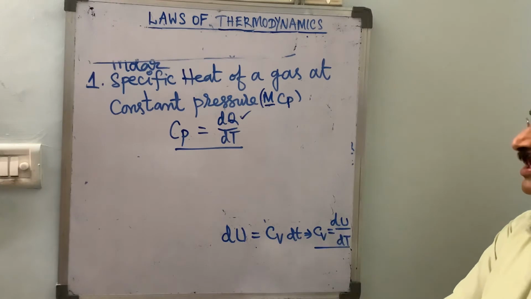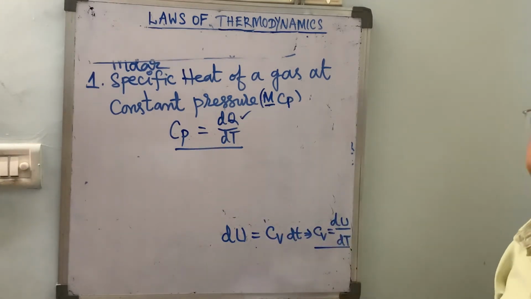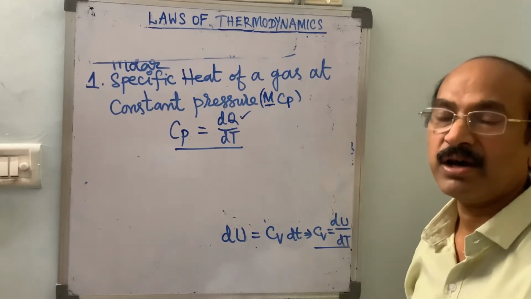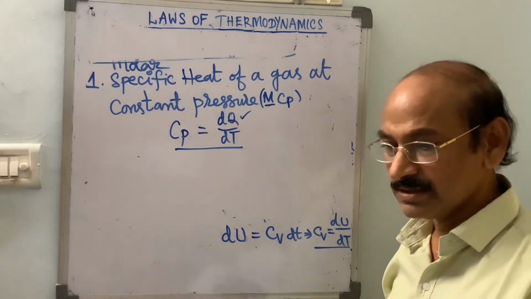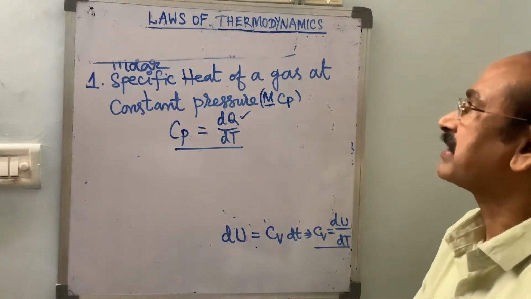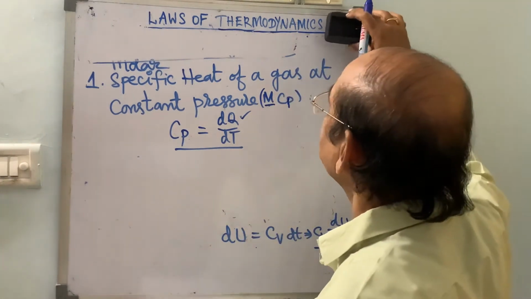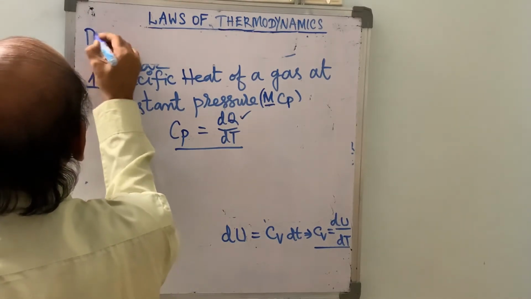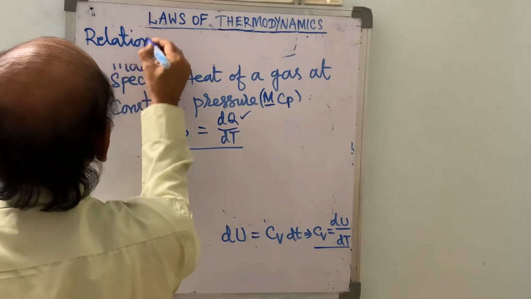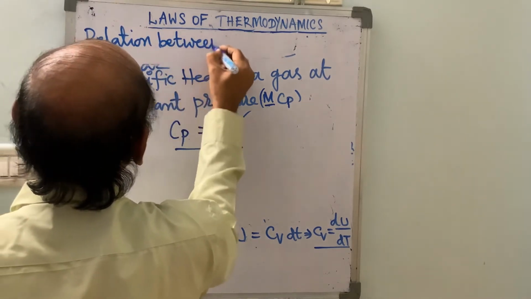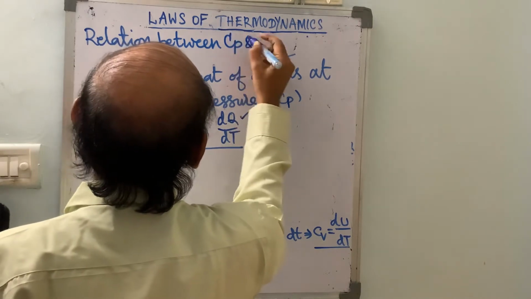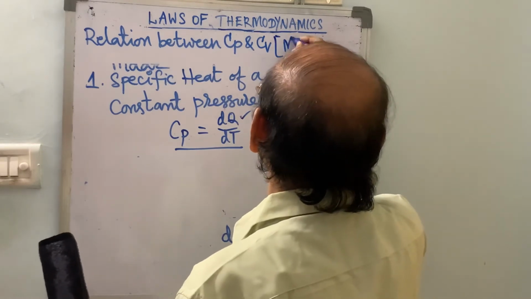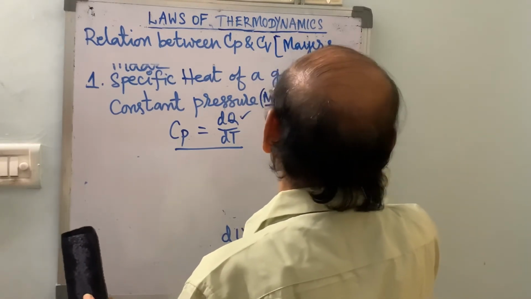Now let us derive the relation between Cp and Cv, the two specific heats of the gas. This relation is Cp minus Cv equal to R, capital R, that is the universal gas constant, and it is known as Mayer's equation. So let us derive Mayer's equation, the relation between Cp and Cv. It is known as Mayer's equation.